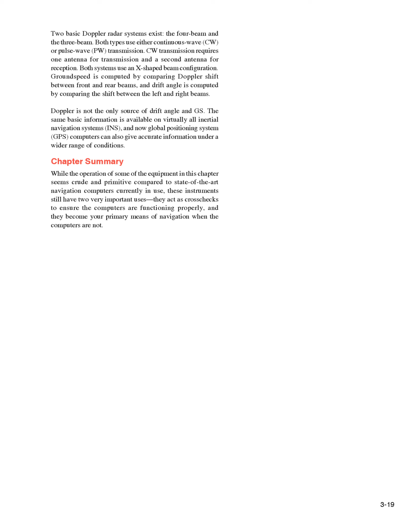Chapter summary. While the operation of some of the equipment in this chapter seems crude and primitive compared to state-of-the-art navigation computers currently in use, these instruments still have two very important uses. They act as cross-checks to ensure the computers are functioning properly, and they become your primary means of navigation when the computers are not.